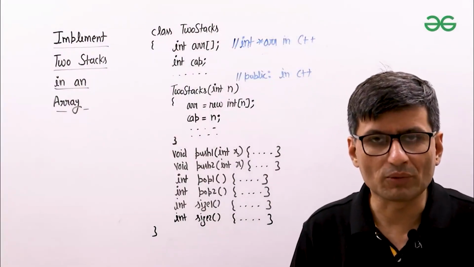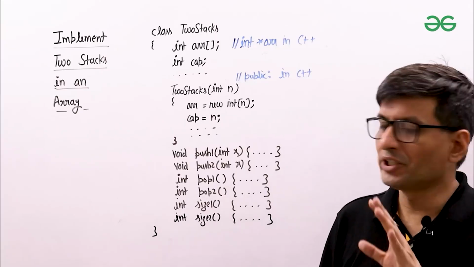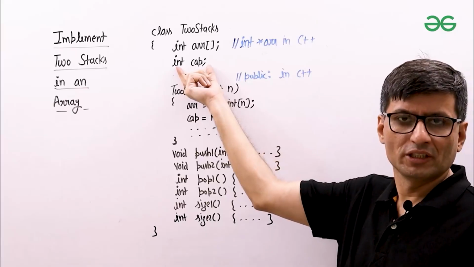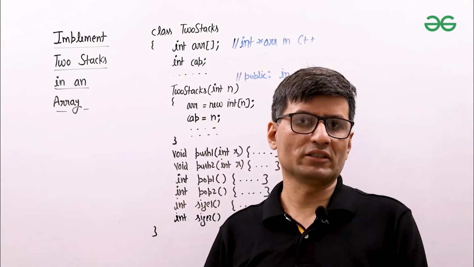Let us talk about this problem. We need to design two stacks in a single array. So you need to make a class that uses a single array of given capacity, and there should be two stacks implemented within the same array, right?